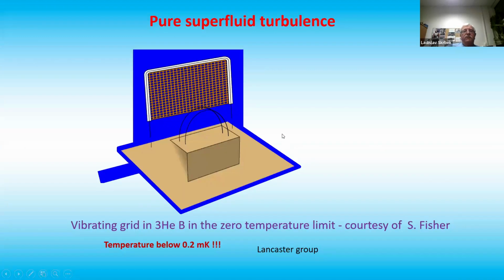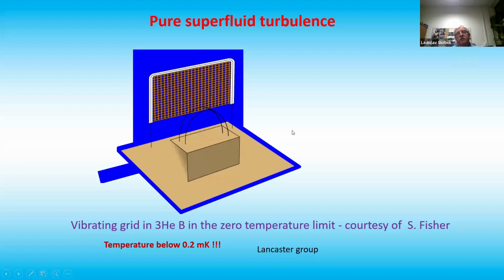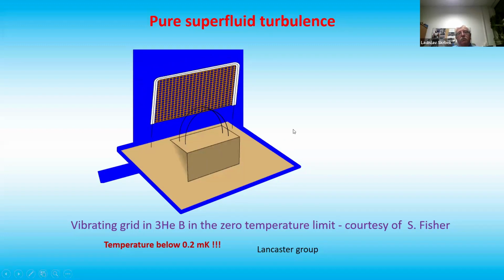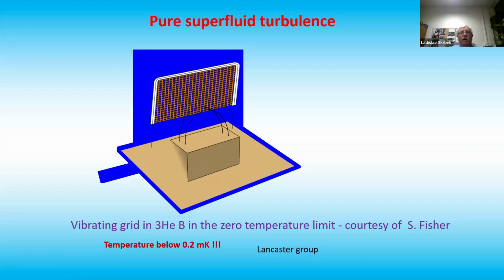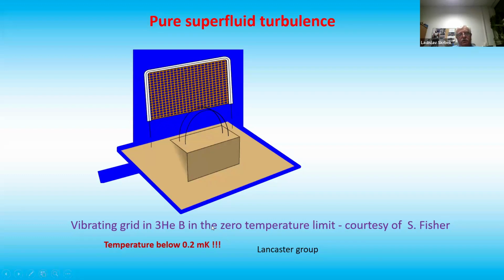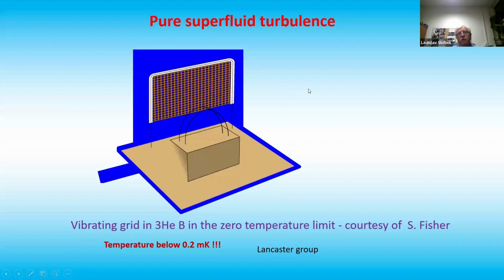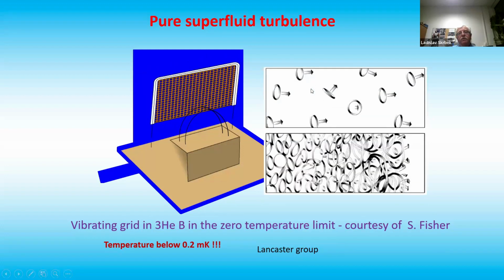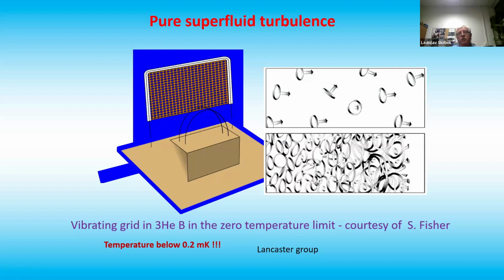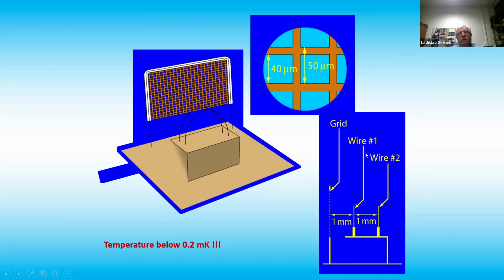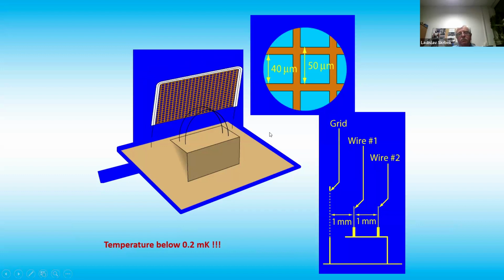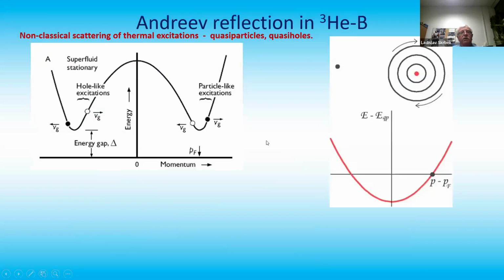So let me say a few words about pure superfluid turbulence at zero temperature, and how you can, for example, generate it. So this is the Lancaster way of generating quantum turbulence. And you have to do it at very low temperature, which is technically something like 0.2 millikelvin in helium-3B. And if you do that and you move this grid, then there are vortex rings going away from the grid and they merge and create quantum turbulence. And this quantum turbulence is then detected by wires. And how to detect it? You can detect it using so-called Andreev reflection in helium-3B. The principle is as follows.